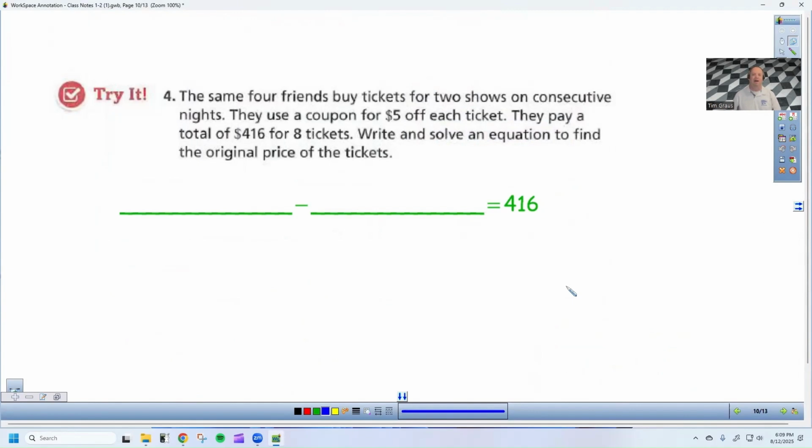Same 4 friends buy tickets for 2 shows on consecutive nights. They use a coupon for $5 off each ticket. They pay a total of $416 for 8 tickets. Write and solve an equation to find the original price of the tickets. Now, bear in mind, there are 8 tickets this time.